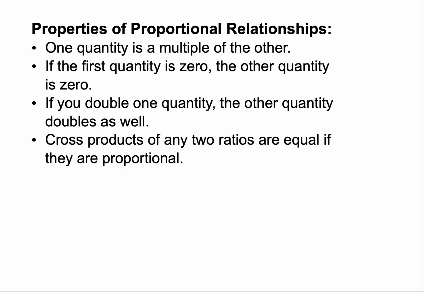So here are some properties of proportional relationships. Some of these we've already discussed. One quantity is a multiple of the other. That means there's a multiplication relationship between them. If the first quantity is a 0, the other quantity is a 0. If you double one quantity, the other quantity doubles as well. And then cross products of any two ratios are equal if they are proportional.